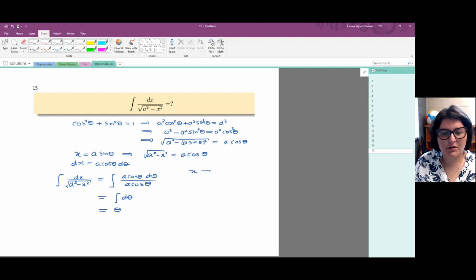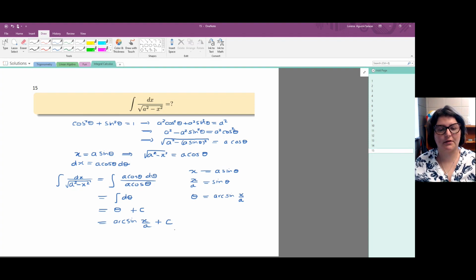And from x equals a times sine of theta, we have that x over a is sine of theta, so that theta is the inverse sine of x over a plus some multiples of 2 pi that we're not really going to care about. So we have the arc sine of x over a plus a constant c that we always add when we have an indefinite integral. This way we can show that the integral we were given is arc sine of x over a plus a constant c.